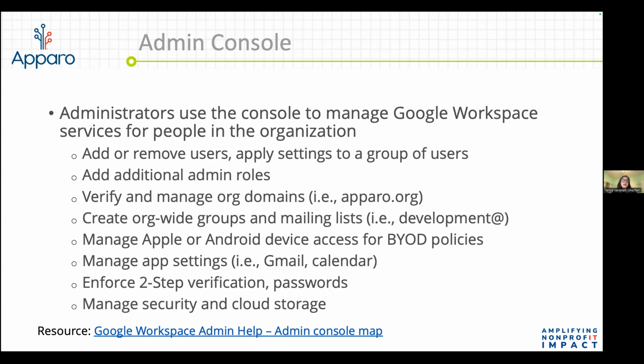And on the admin panel, we can control which workplace apps are accessible on a device, either an Apple or Android device. And then also you can customize settings for each of the apps like Gmail, Calendar, and so on. You can enforce a lot of security measures like two-step verification and passwords, a lot of other security features, and manage the cloud storage. So if you find that the organization is getting close to using all of the storage, Google will send you a message, but you can also monitor that in the console.